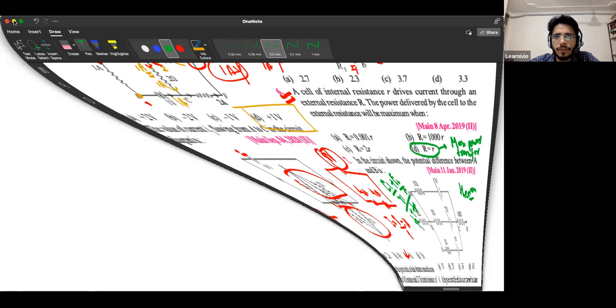This is not in NCERT, so let's write this formula and start doing the next question.